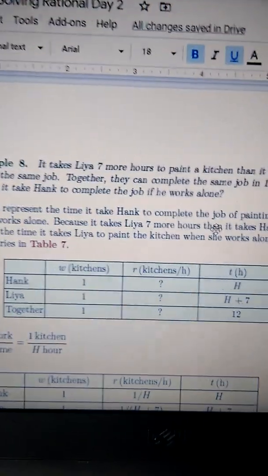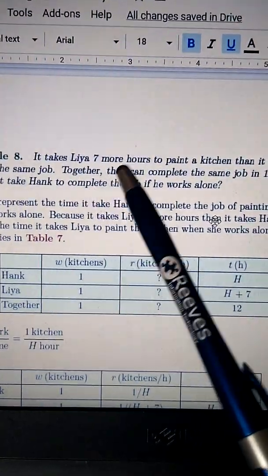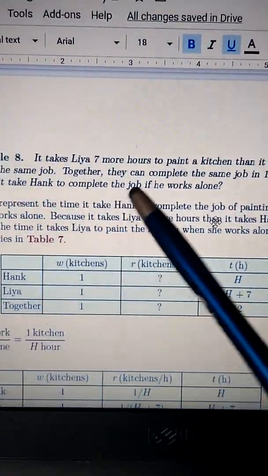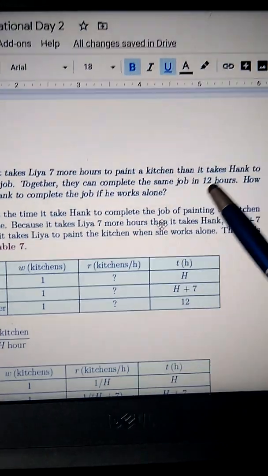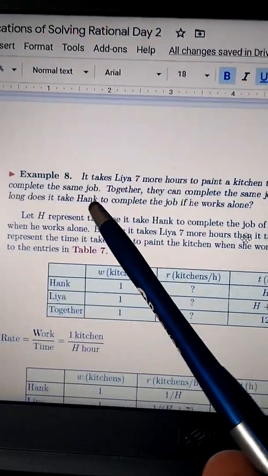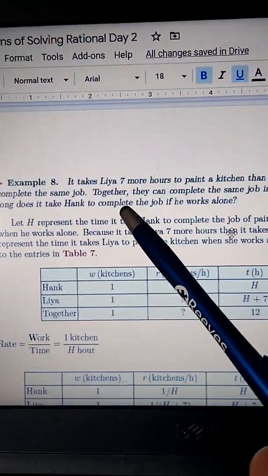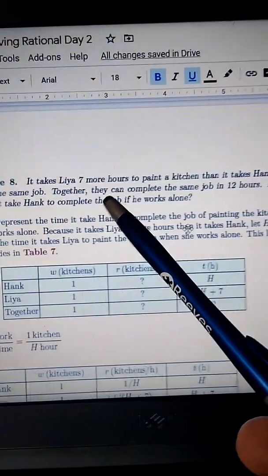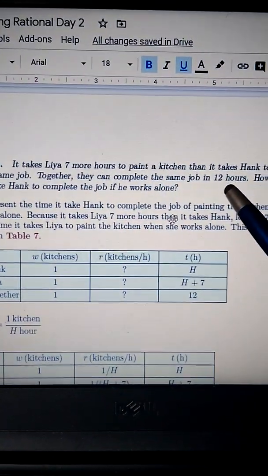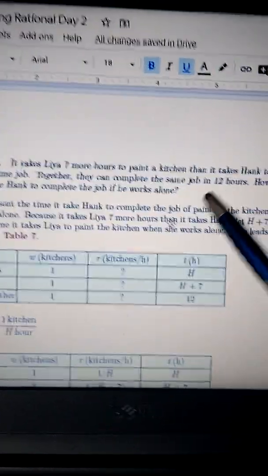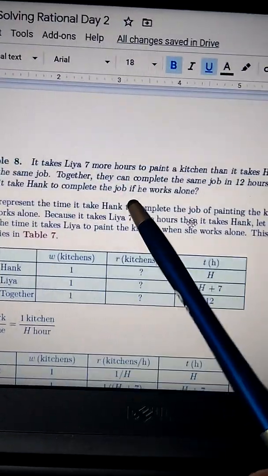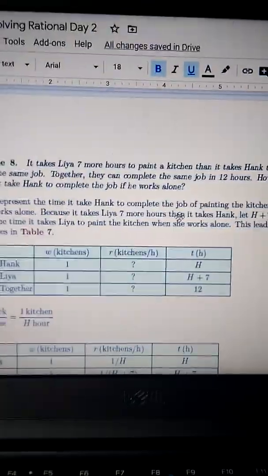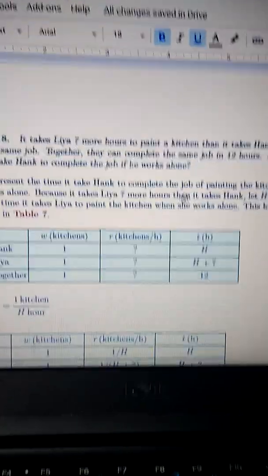We're going to get a little more complicated here. What we see here is that Laia takes 7 more hours to paint a kitchen than it takes Hank to paint the same kitchen, or do the exact same job. Together, they can complete the same job in 12 hours. So I know working together how long it would take them. How long does it take Hank by himself to work alone to paint the kitchen?